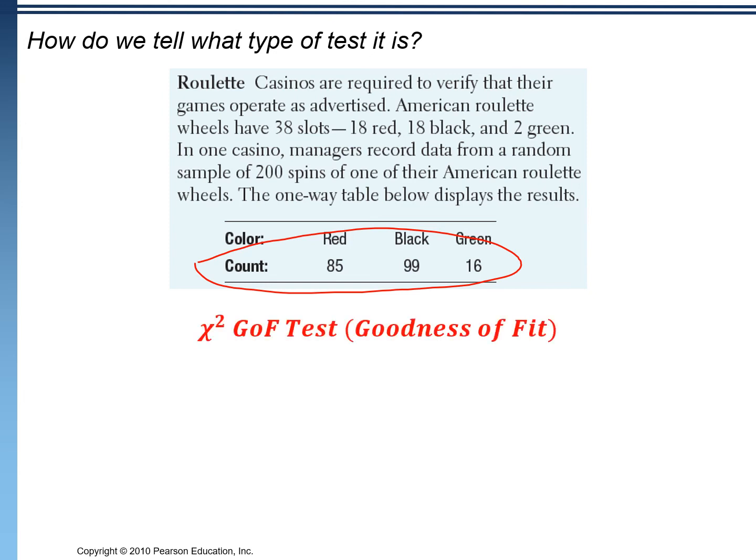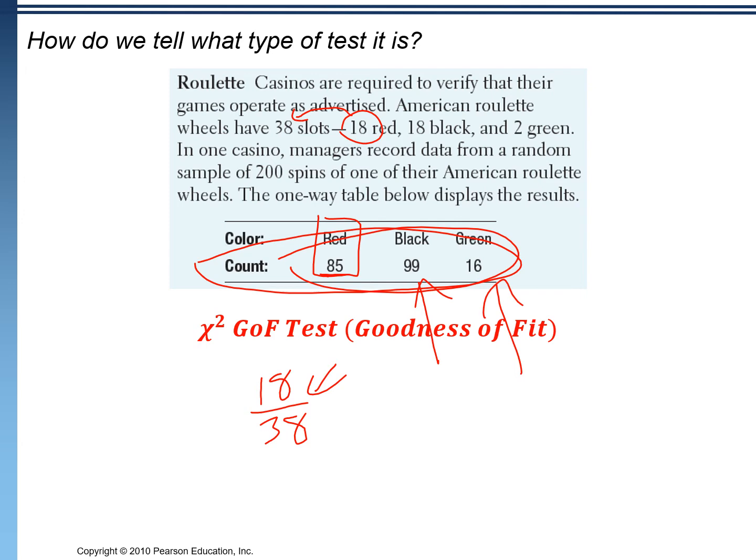For us to do either homogeneity or independence, we need an additional row. For this problem, we would check to see whether the number of red results match up with what they're supposed to be, given 18 out of 38 are red. That would give us a percentage. Is 85 out of whatever this total is, 200, close enough to that? Okay, close enough, along with these two, where our p-value is not too small.